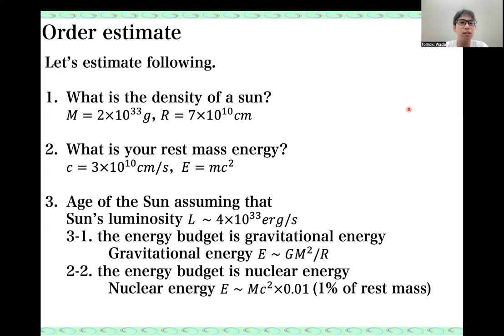And this is the homework of this video. Please estimate the density of the Sun and its rest mass energy, and the age of the Sun, assuming the luminosity, using these values. Okay, thank you very much.